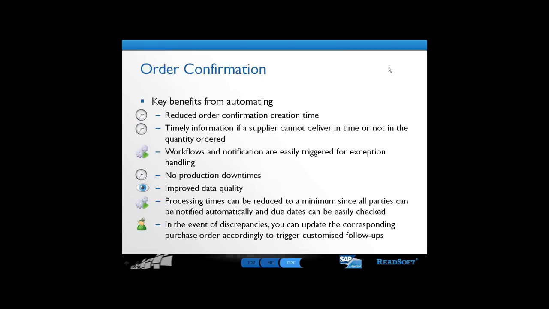So the key benefits here, I guess I've really just summed those up. Reduced order confirmation time, and workflows and notifications are easily triggered for exception handling. There's no production downtime because you know exactly what quantity of goods are going to arrive and when. So the data quality is much higher as well. And in the event of discrepancies, you've got a guaranteed way of having all the correct information so you can quickly get onto it and handle it.